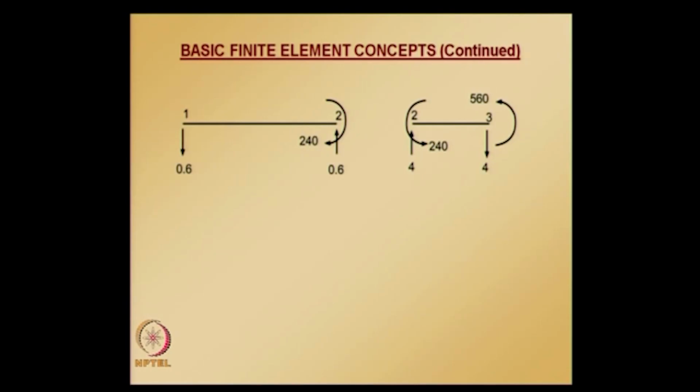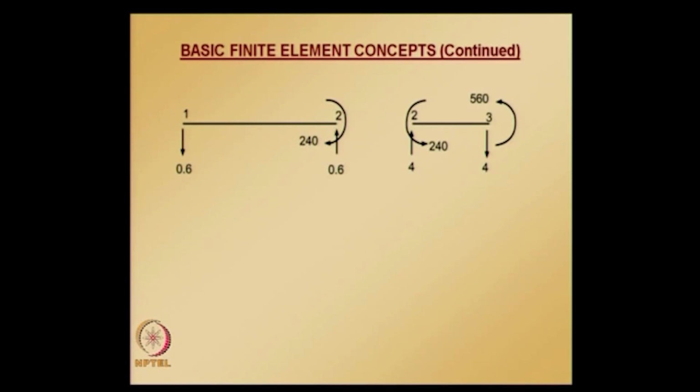The support reactions are equal to the sum of shears from elements framing into that support, we know that. Thus, at the left support you have only one shear, that is 0.6 kilonewtons in the downward direction, and at the middle support, the contribution is coming from element 1 and element 2: 0.6 acting in the upward direction, 0.4 acting in the upward direction. So, total will be 4.6 kilonewtons. So, the reaction at the middle support is 4.6 kilonewtons upwards.